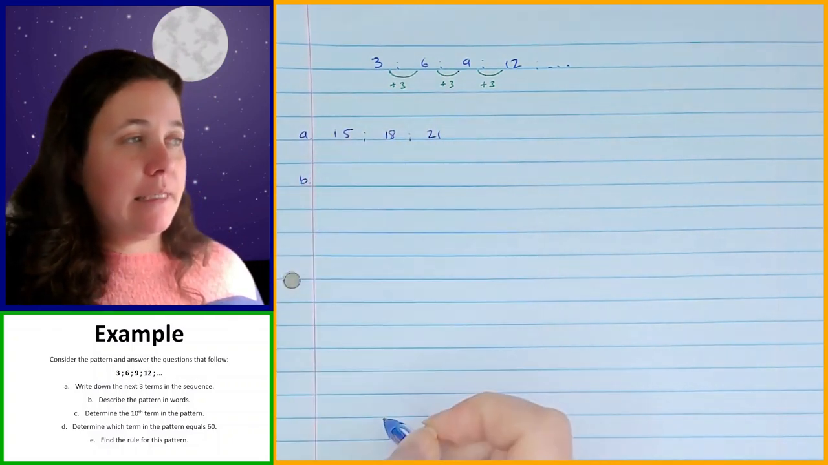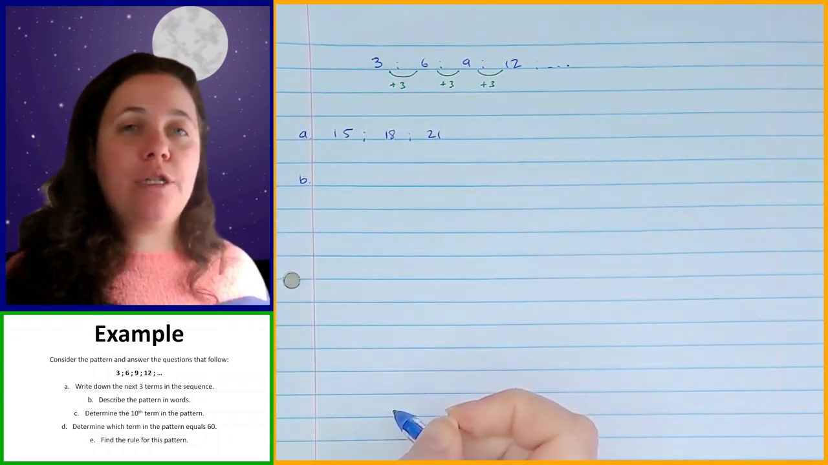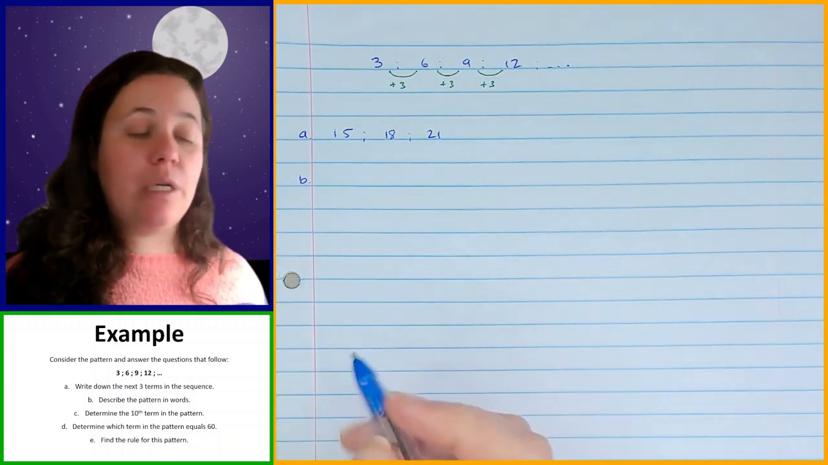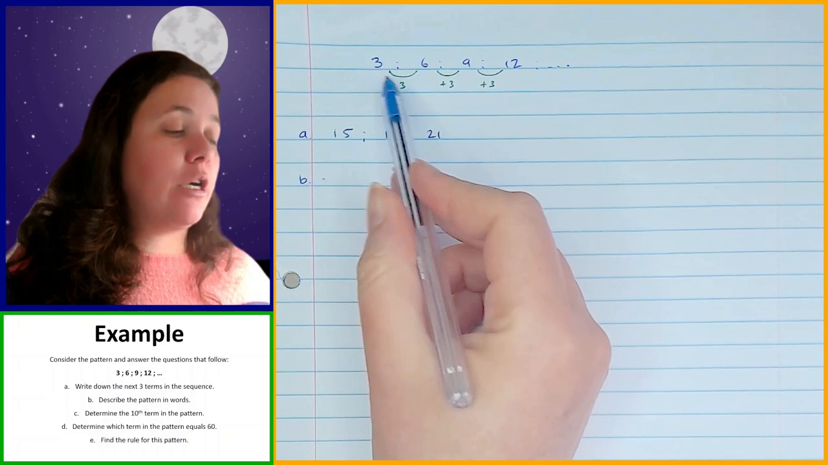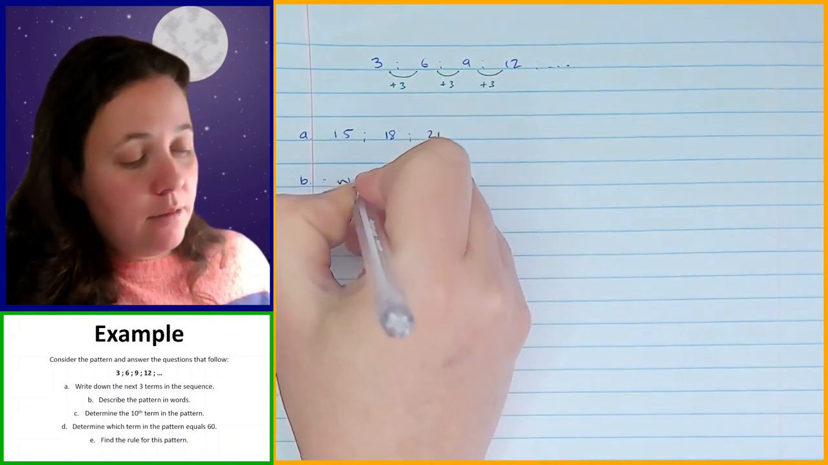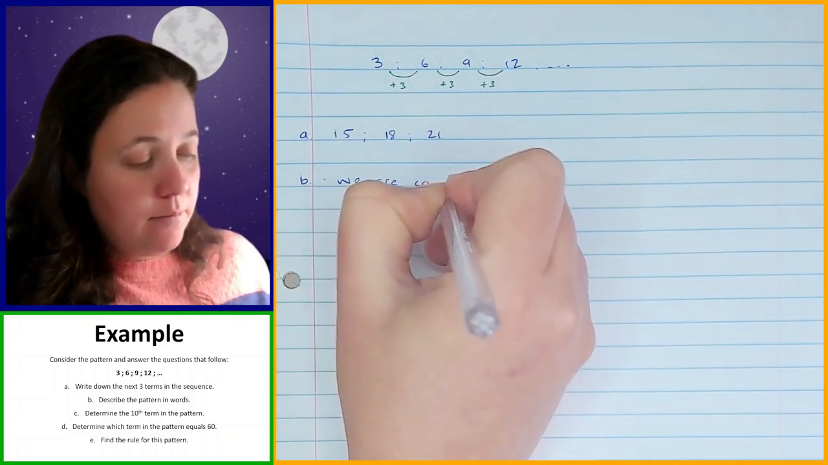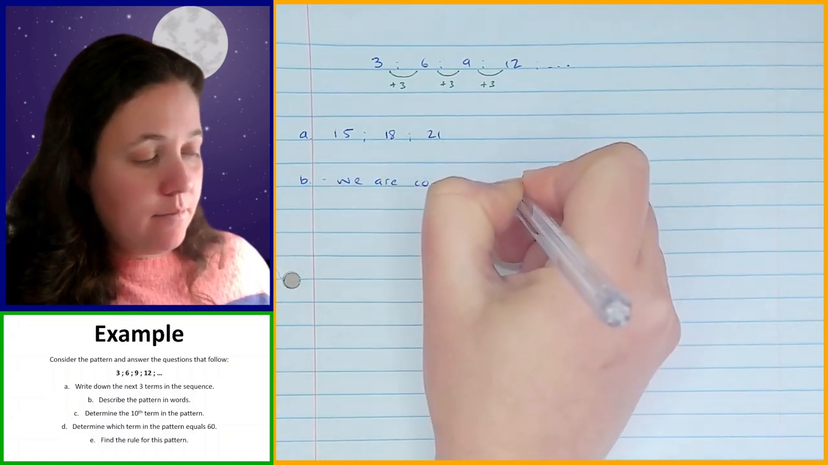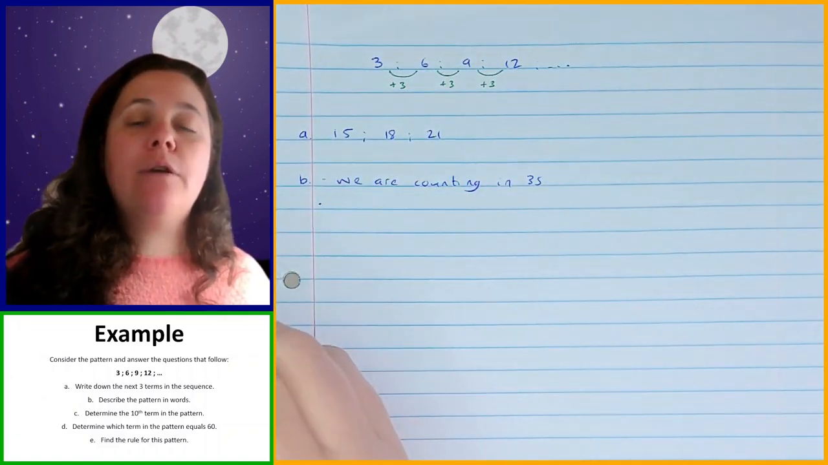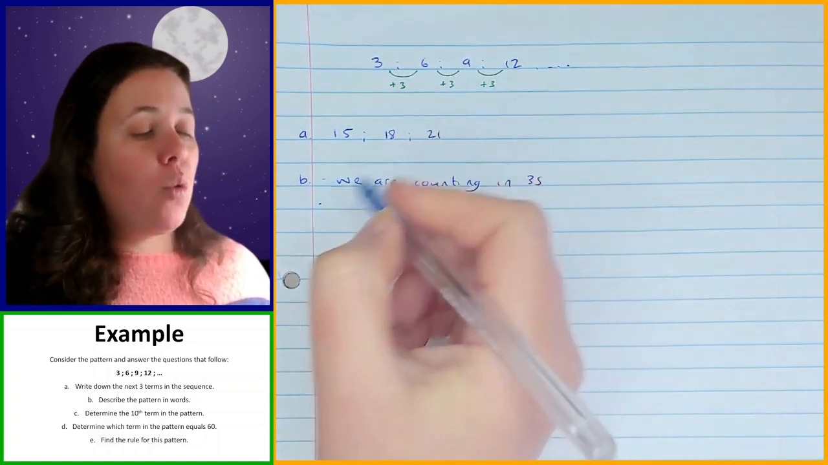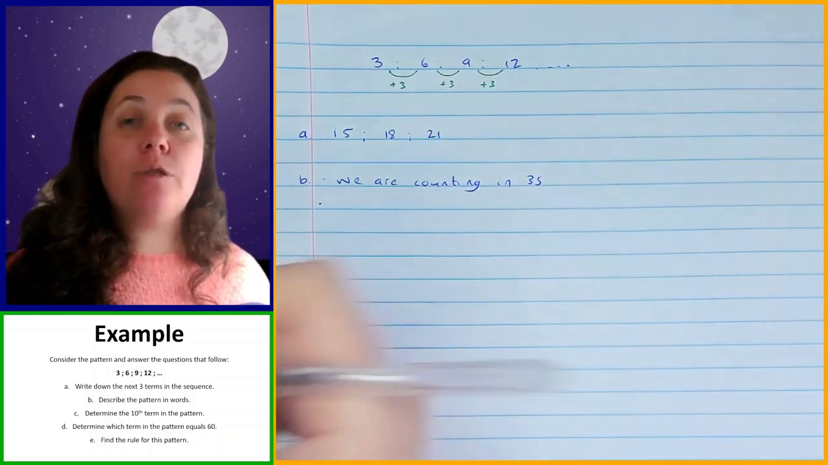Then question B is to describe the pattern in words. We said there are three ways that we can do this. First, we can talk about how we are counting. In this example, we are counting in threes. Or we can talk about what we are doing to get from one term to the next. We are adding 3 to each term to get to the next term.